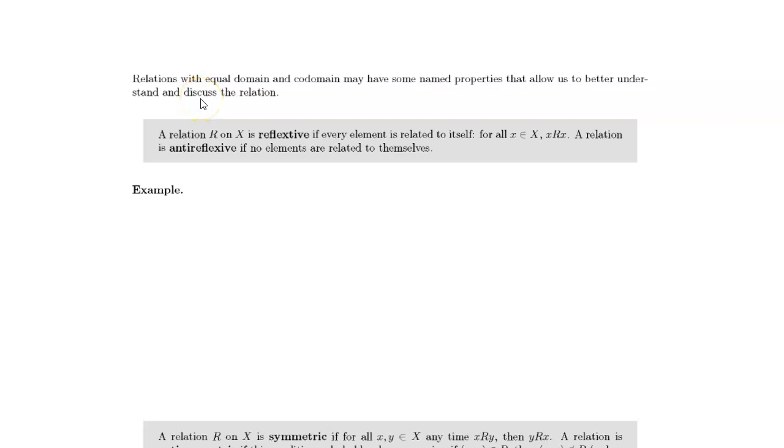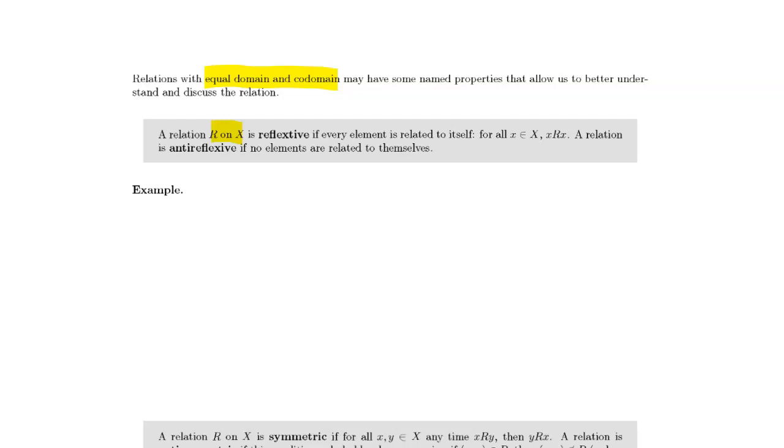Like I said in the last video, more often than not, we're going to be thinking about relations whose domain and codomain are the same. We typically refer to those as a relation R on a set X. And those kinds of relations have a set of properties that we're particularly interested in. There are five of them, and we'll talk about them in this video.